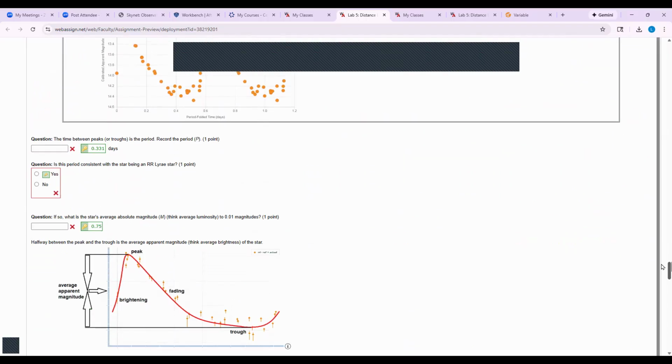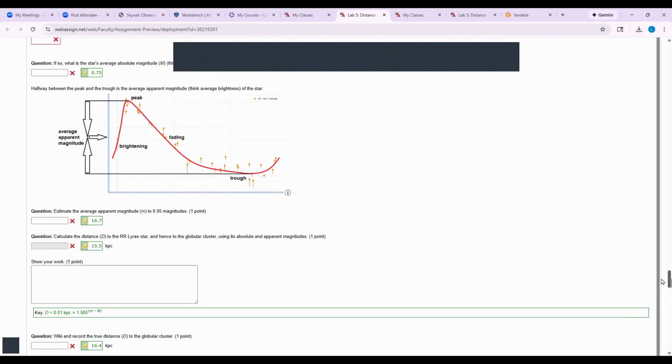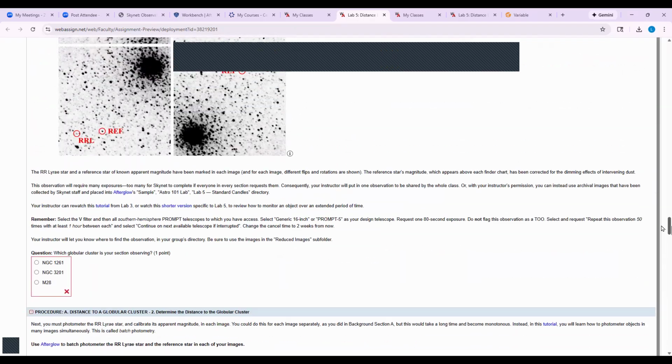Here, as you see, you identify this based on the graph, peak to peak, and this shows that it is RR Lyrae, and absolute magnitude we know. We don't need to calculate it. Then based on the graph, the apparent magnitude is between the peak and the lowest part of the graph. We know the peak and the lowest part, and we calculate the apparent magnitude. And when we have apparent magnitude m, we calculate D based on this formula.